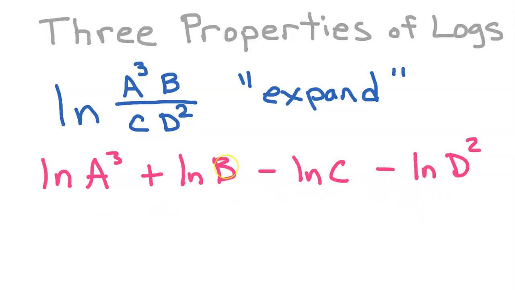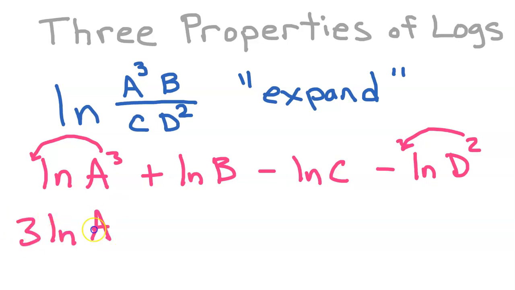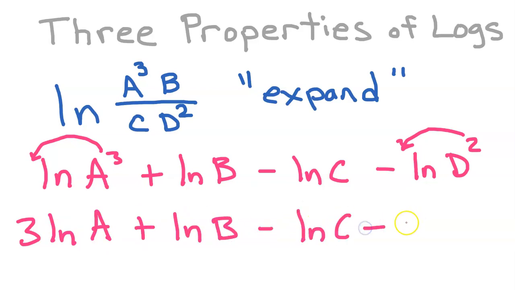But what about the power rule? Well, we have the 3 and the 2 as exponents. Each of these can just jump to the front of their term. So the final fully expanded answer would be 3 natural log A plus natural log B minus natural log C minus 2 natural log D.